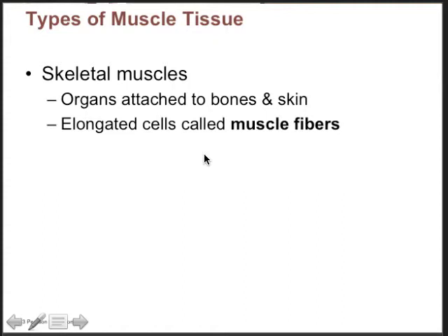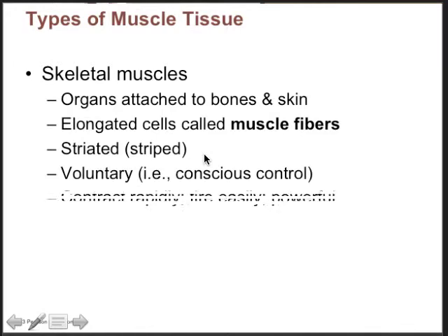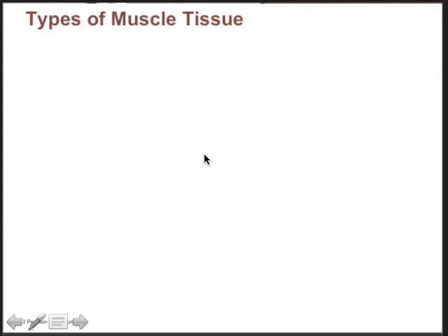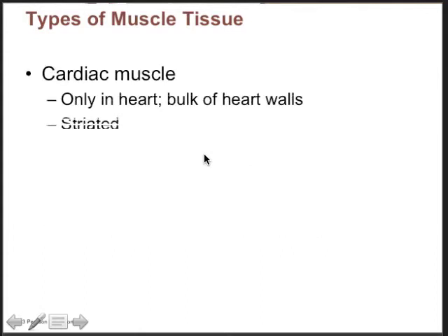When it's under voluntary control, the elongated cells are termed muscle fibers, and they have vertical light and dark lines called striations running through them. It contracts very rapidly, it tires very easily, but it's very powerful, and it requires nervous stimulation in order to make movement. Cardiac muscle is only found in the heart.